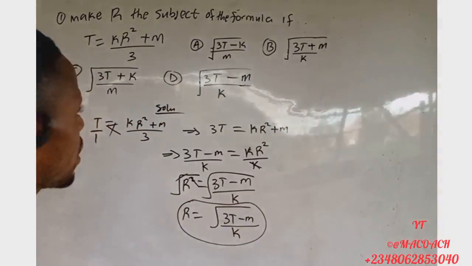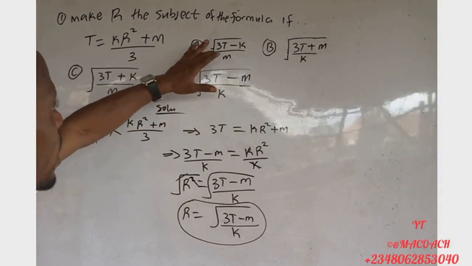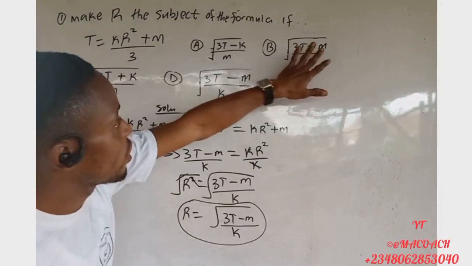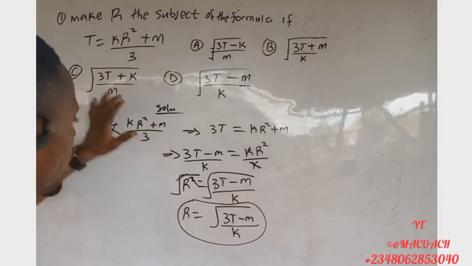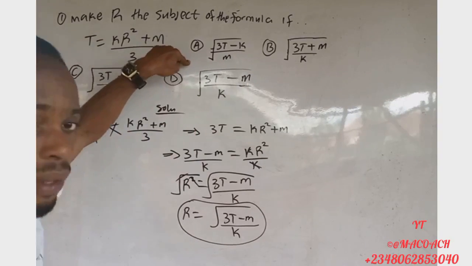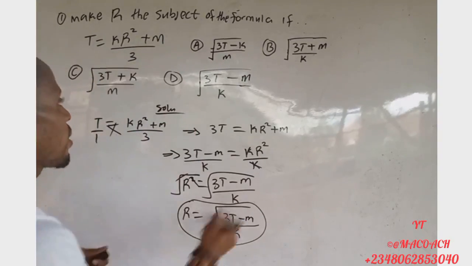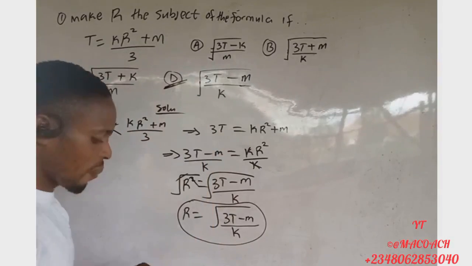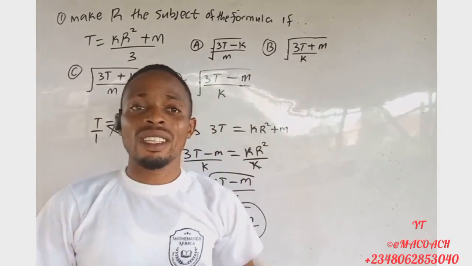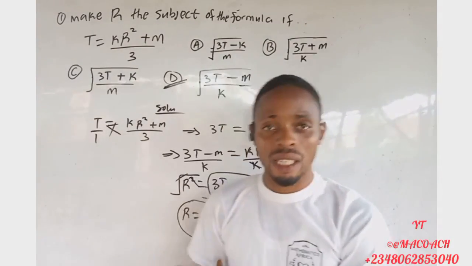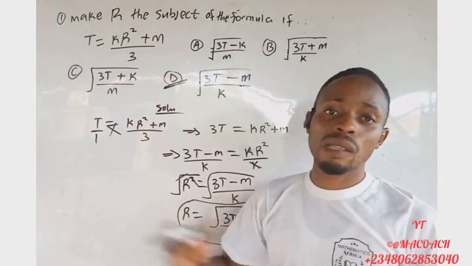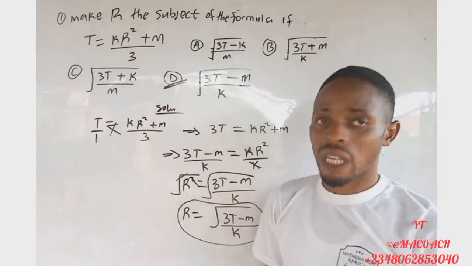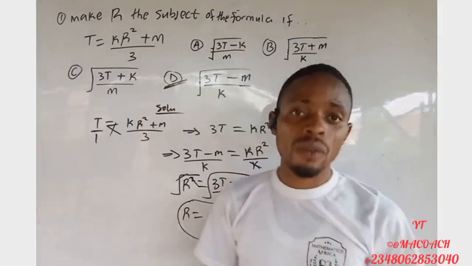Let's look for our option here. We have A there, with k and m here, and this one with minus m here. I think this D is our best answer. Our answer is D. That is how you solve this formula question. If a similar question comes in your upcoming exam, can you solve it? Let's move to question 2 of today's video.